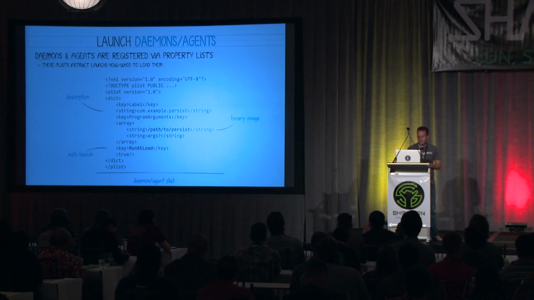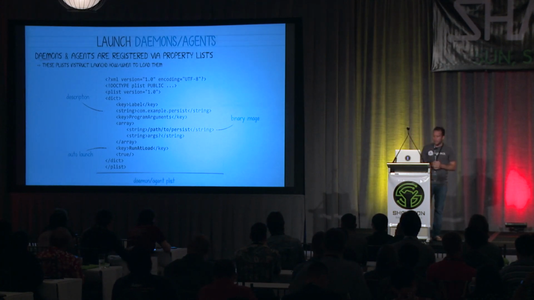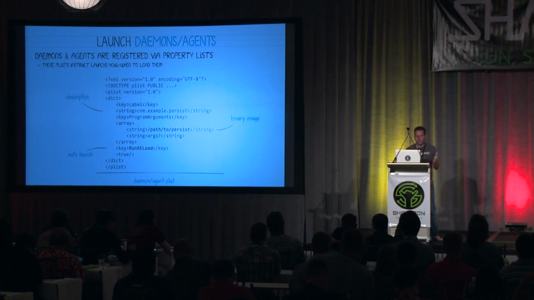And then, most importantly, there's the RunAtLoad key, which if you set to true, will ensure that the OS automatically launches the agent or daemon. So if you save this file to one of the launch agent or daemon directories, you're good to go. Anytime the box reboots, the binary specified in this plist will be automatically executed, again without any user interaction.